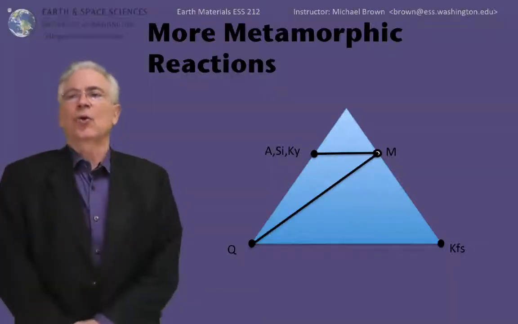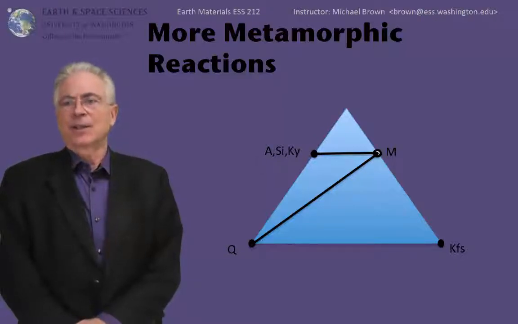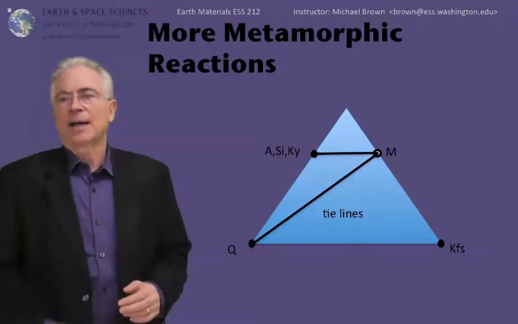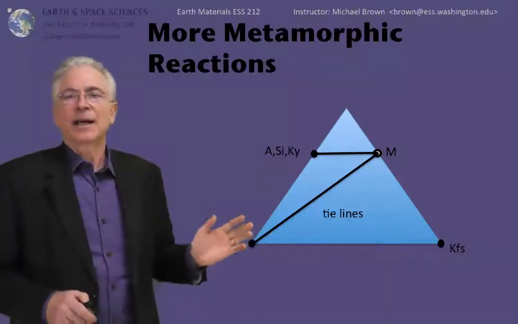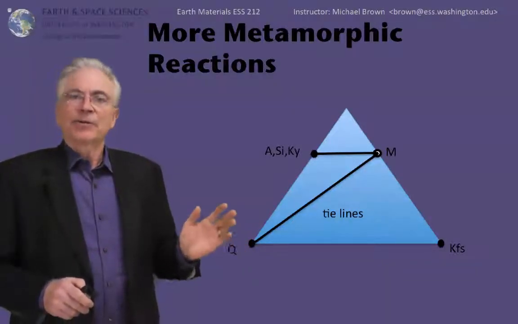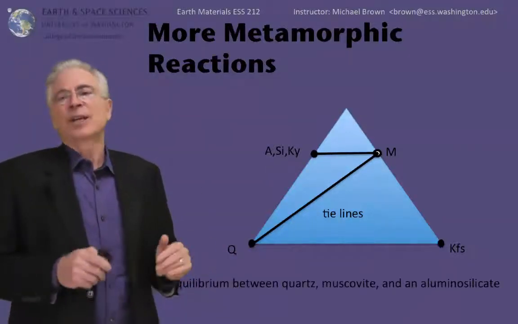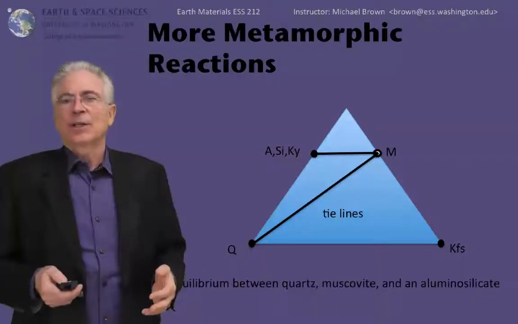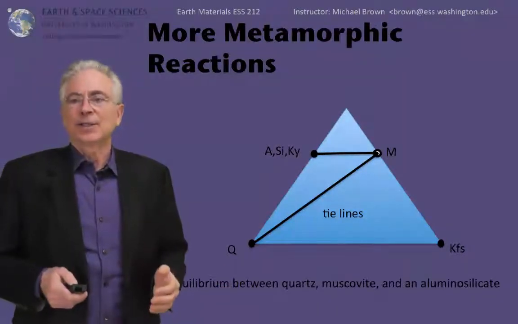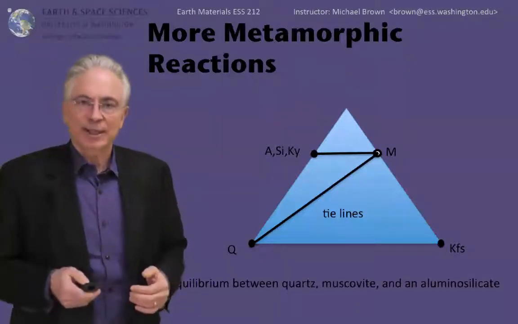Next, let's draw some lines. These lines connecting phases are what we call tie lines. And the way to understand a tie line is that a tie line connects mineral phases that are in equilibrium with each other. So this diagram here tells you at a glance that equilibrium exists between quartz, muscovite, and an aluminosilicate.